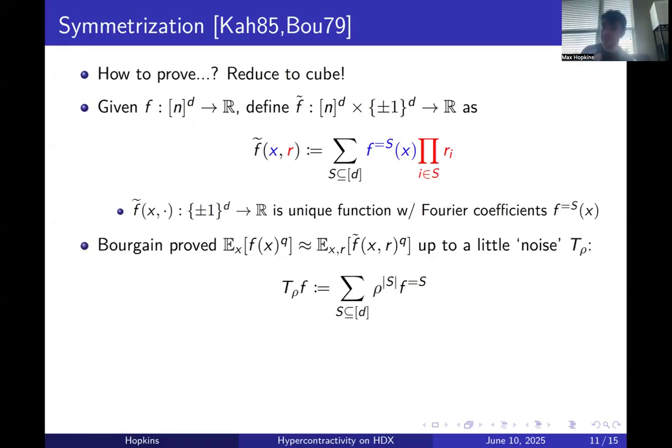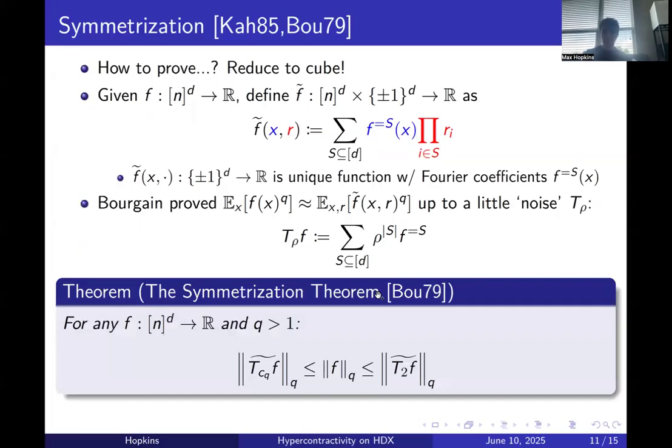Bourgain proved that if you're only interested in q norms, then the qth moment of f is similar to the qth moment of the symmetrization of f, up to the addition of a little bit of noise, in particular where this is the classical noise operator, T_rho f, which multiplies each Efron-Stein component by rho to the |S|.